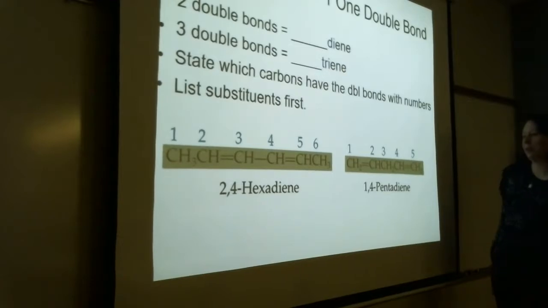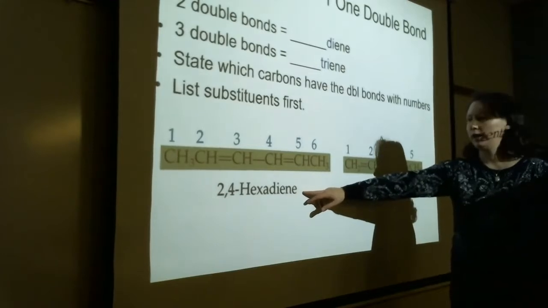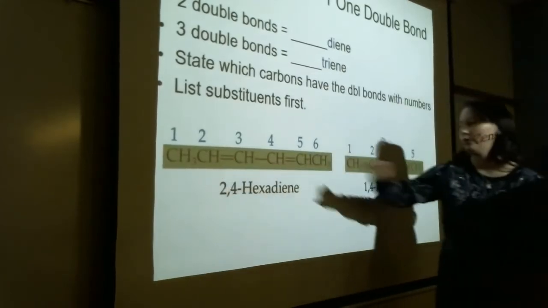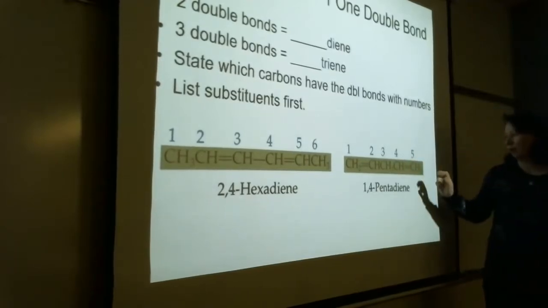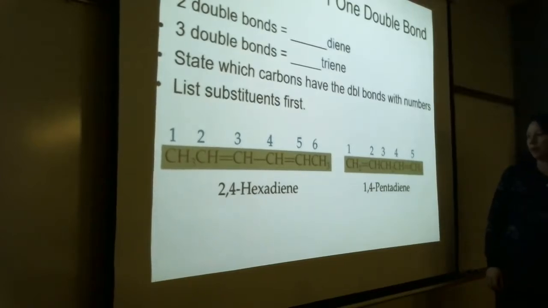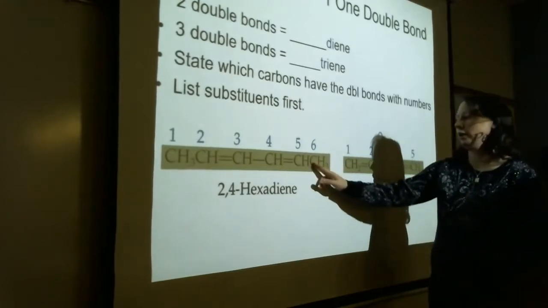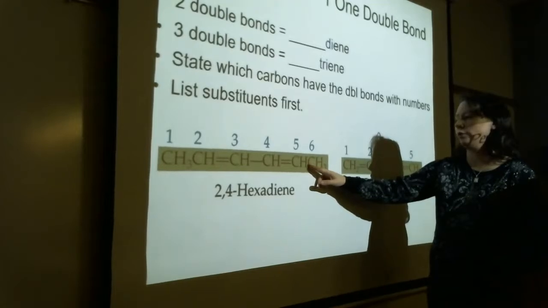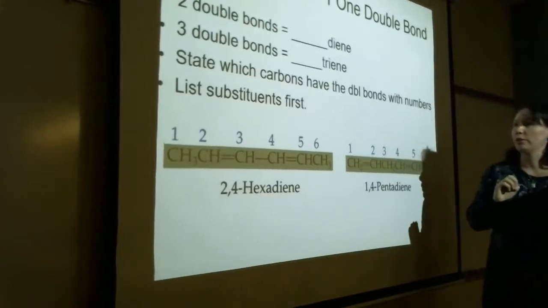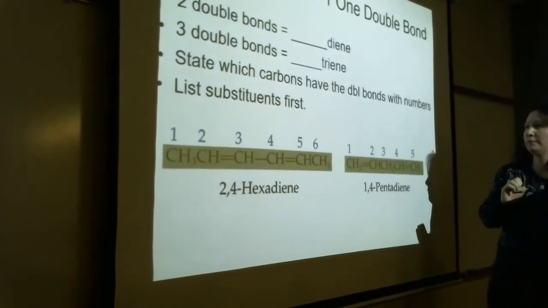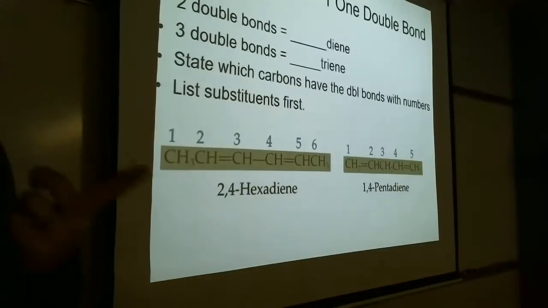So, for instance, here's a diene, 2,4-hexadiene, right? Because there's a double bond on 2 and there's a double bond on 4. Or 1,4-pentadiene, double bond on 1, double bond on 4. Let's just pretend that there is a double bond right here as well. So then it would be 2,4,5-hexatriene, right? If you had 3 double bonds, you'd state the locations of all 3 and then call it a triene. Make sense? Diene has 2, triene has 3.